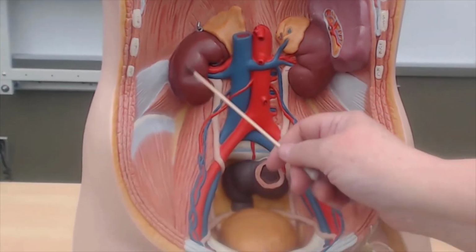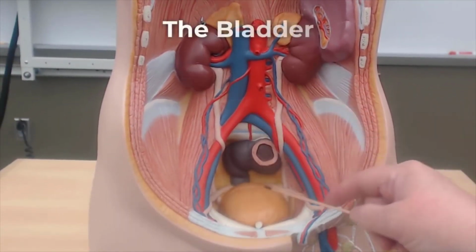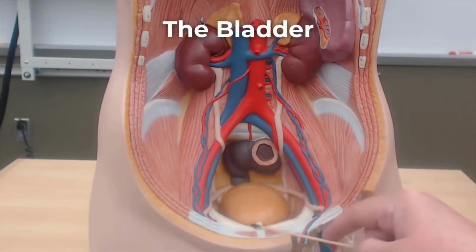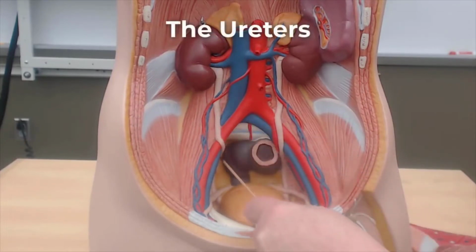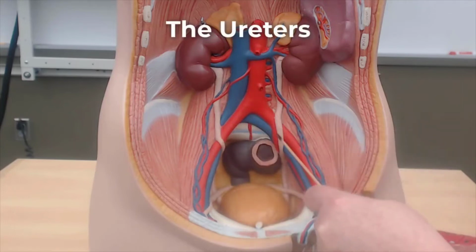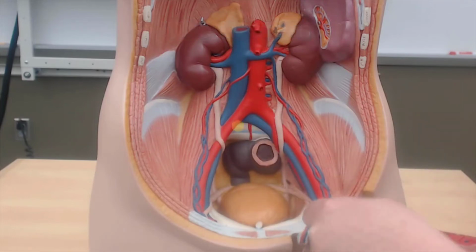Urine is formed in the kidneys and then is going to go to the urinary bladder down here, and it's going to travel through the ureters. So here's the ureter and here is the other ureter.